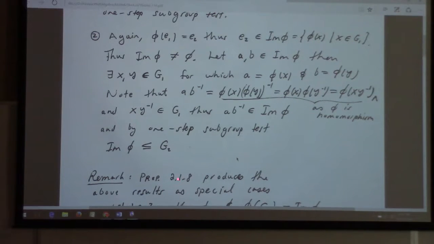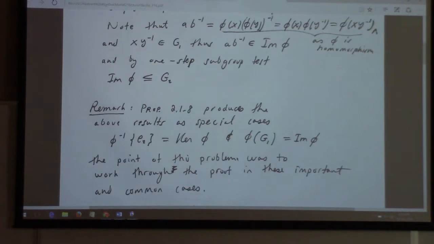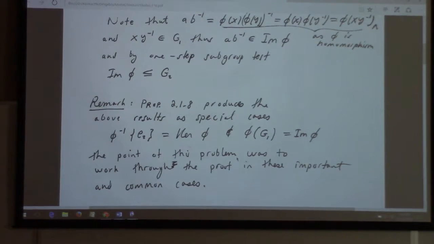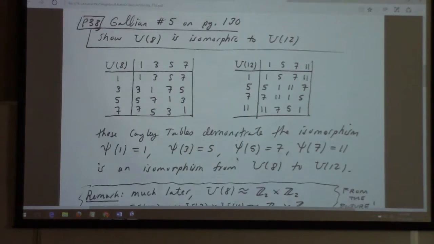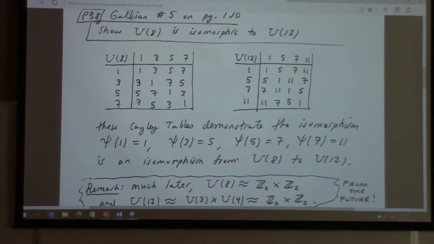My proposition 2.18 actually does this for an arbitrary subgroup of the domain and an arbitrary subgroup of the codomain. So this is a special case of a theorem I prove in the notes. In particular, the kernel is the inverse image of the identity in the codomain, whereas the image is the image under the homomorphism of G1. So technically, at that point, you could have looked at the notes and made your life easier. I doubt anybody was really at that level of thinking when they did this problem, but that's fine.